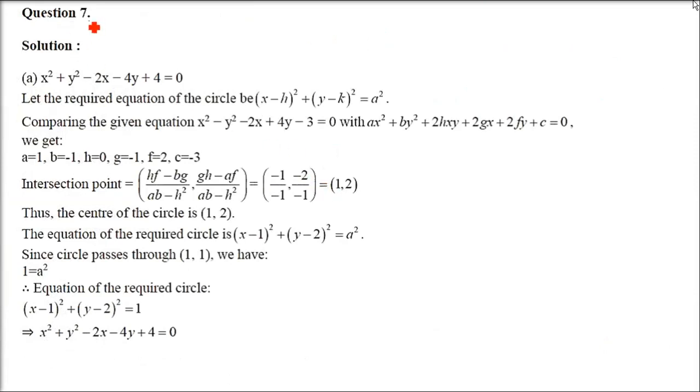This is question number 7. The equation of the circle passing through the point 1, 1 and having two diameters along the pair of lines x square minus y square minus 2x plus 4y minus 3 equals 0 is. So here we have to go back to our straight line concepts. We have already done the straight lines. So what do you get here? 1, 1, the circle is passing through. We'll use it later.